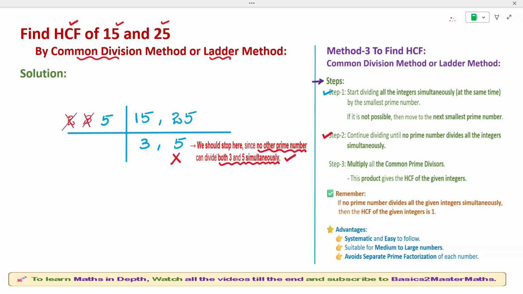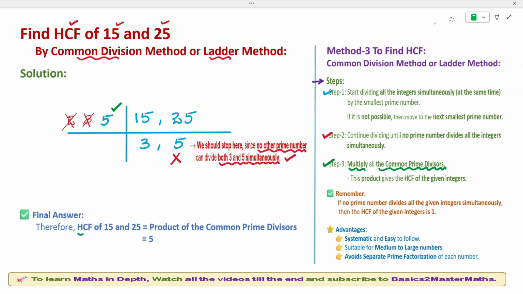Step 3. Multiply all the common prime divisors. In this case, we have only one common prime divisor, that is 5.